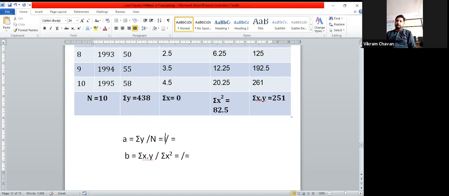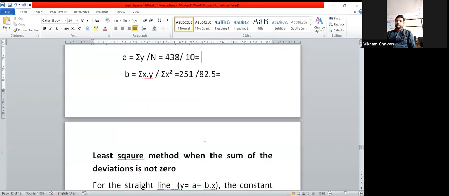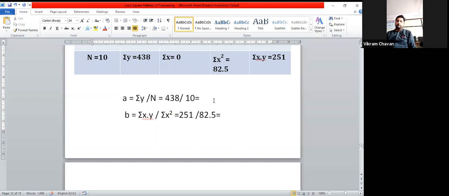Summation of y is 438, and n is 10, right? n is 10. Calculate the a value, and b is nothing but summation of x multiplied by y, which is 251, divided by summation of x square, which is 82.5. So do the calculation and determine the a and b values. Kindly let me know the a and b values.